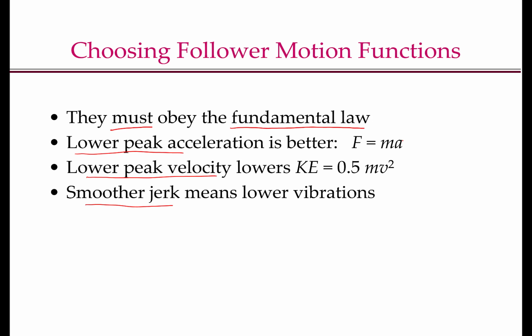Lower peak accelerations implies that the force that will be required to move the follower will be lower. Lower peak velocity implies that the energy that has to be put in to move the follower has to be lower. And smoother jerk actually implies lesser vibrations.